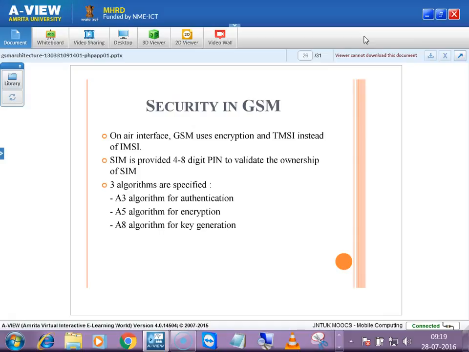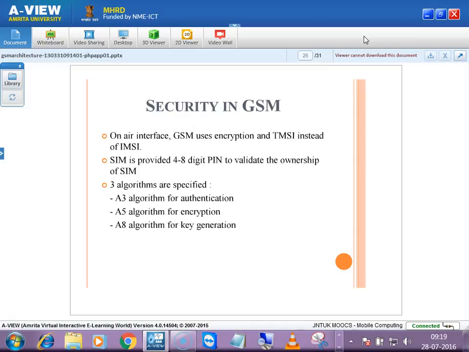Even in roaming conditions, whenever you go to some other state or some other place, maybe some international roaming, at that time also you are given a TMSI. Yesterday I told you, whenever you go to some other place, the visitor location register, the VLR, will be giving you a TMSI, a temporary mobile subscriber identity, instead of the IMSI. Even when you are connected, it will be shared only within the network, so no other person will know this TMSI. In this way, we will be having security in GSM.